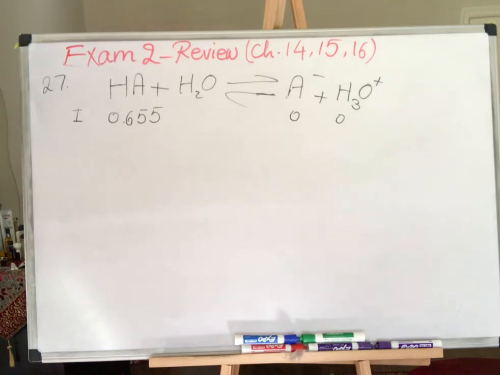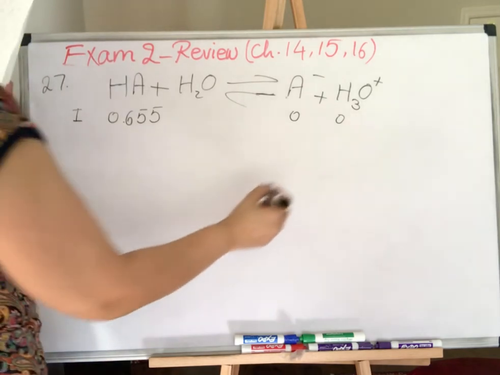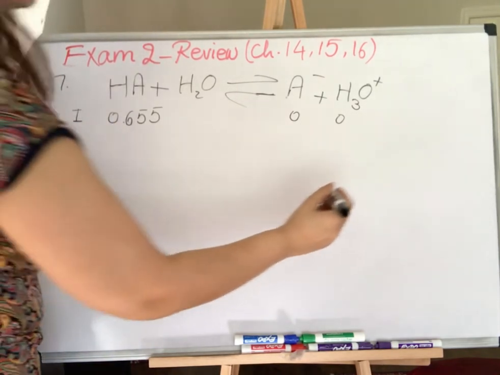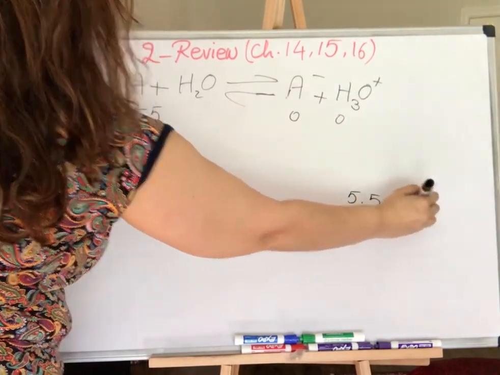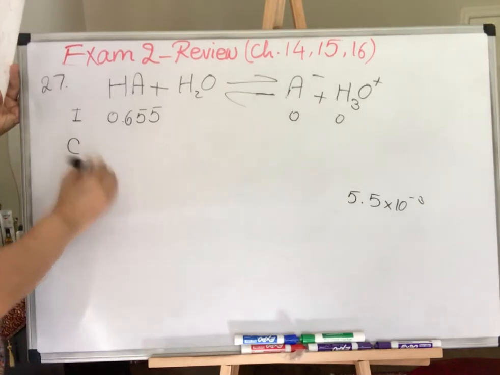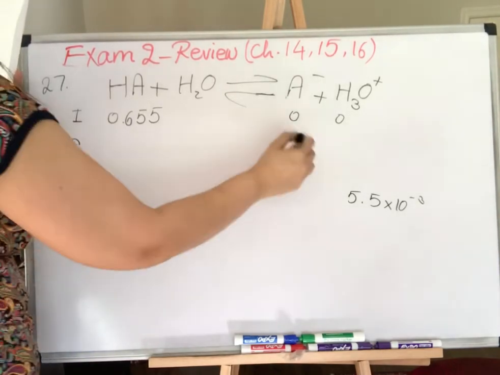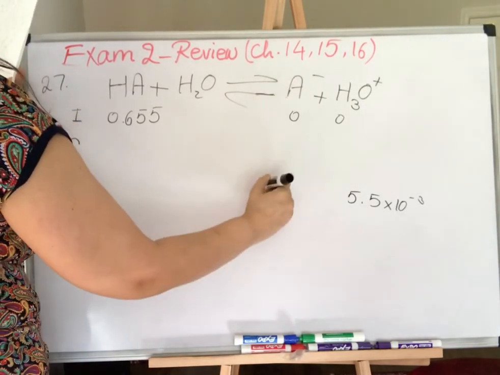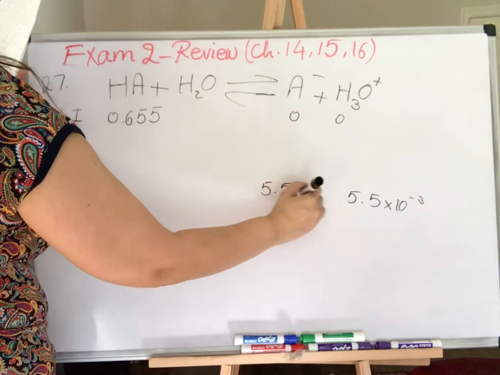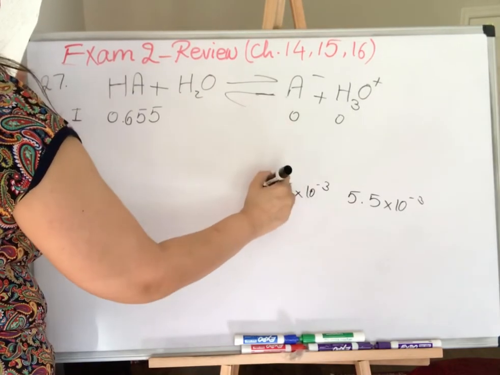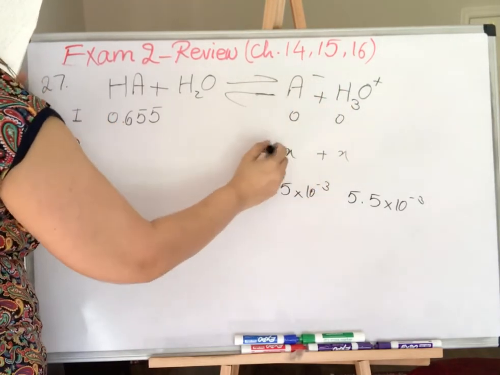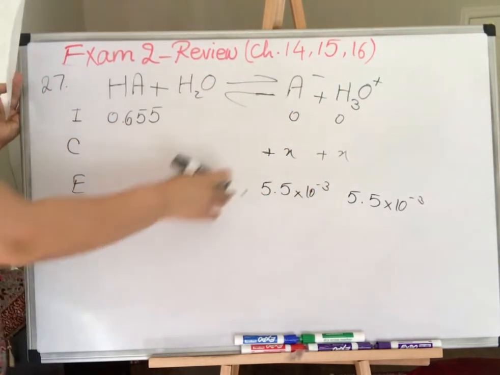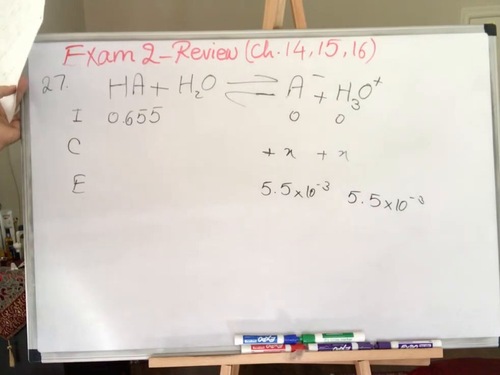The equilibrium hydronium ion concentration is 5.5 times 10 to -3 molar. That's the equilibrium concentration, which is going to be the same as A negative, right? Because both of them have the same coefficient. So that's the x. What is the pH of the solution?